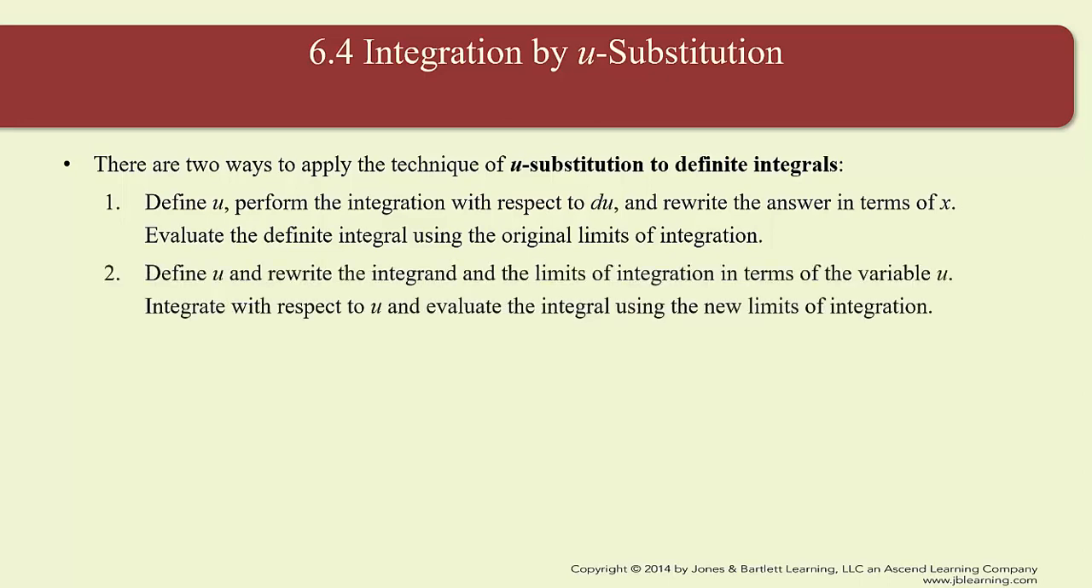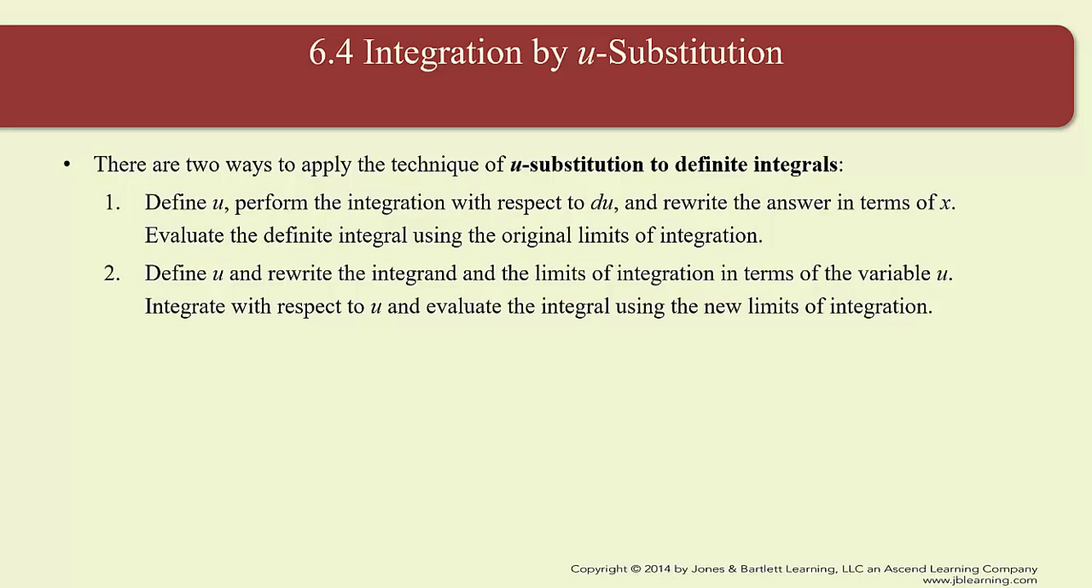Route 2: you're going to do your u sub, and rewrite the integrand in terms of u, but you're also going to rewrite the original limits of integration in terms of the variable u. So you're going to turn them into u limits. You integrate, get your antiderivative in terms of u, and just evaluate it using the u limits of integration. Either route you go, you're going to get the same answer.